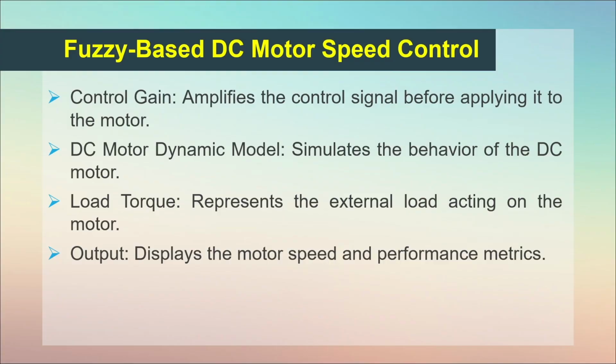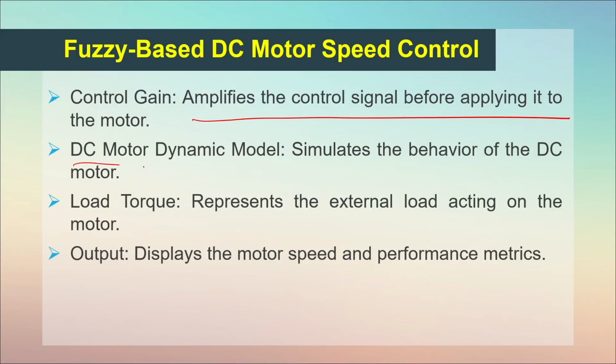So, now what is the control gain? The control gain is the one that amplifies the control signal before applying it to the motor. So, you have the control signal, and if you want to control the signal before applying it to the motor, what can you do? You have a DC motor dynamic model, and this DC motor dynamic model tries to simulate the behavior of the DC motors. That is one thing you should understand from the picture.